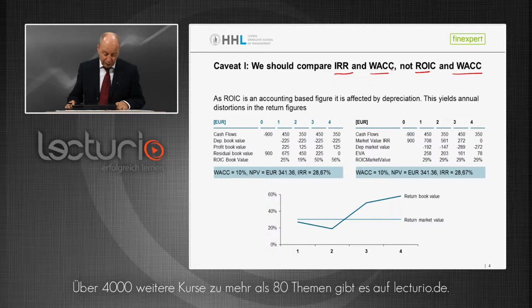The problem with ROIC is that it is an accounting-based return figure, and as any book value based figure, it is affected by depreciation, and that yields the result that our ROICs are not constant and not stable within one project. Here is a simple example. We have an investment that carries an investment outlay of 900, and we have a straight line depreciation of 225 every year, and the cash flows of our project look like this: 450, 350, 450, and 350.